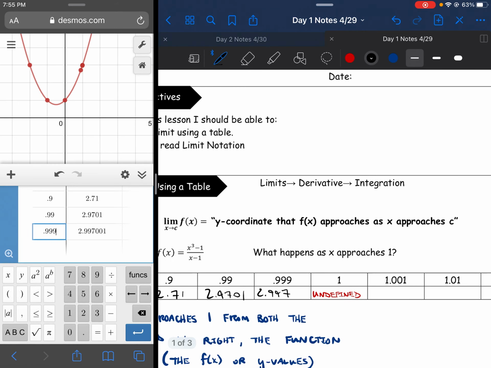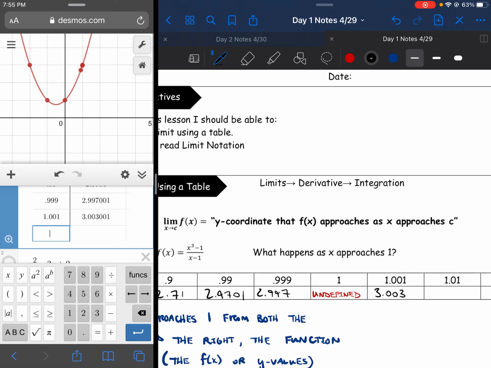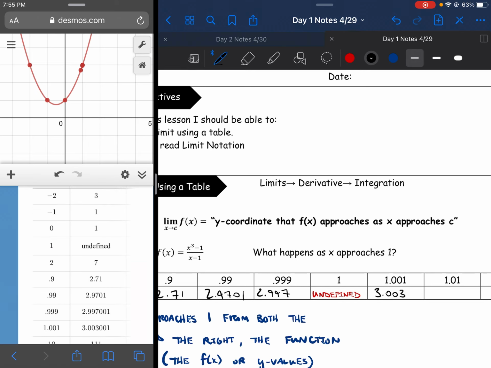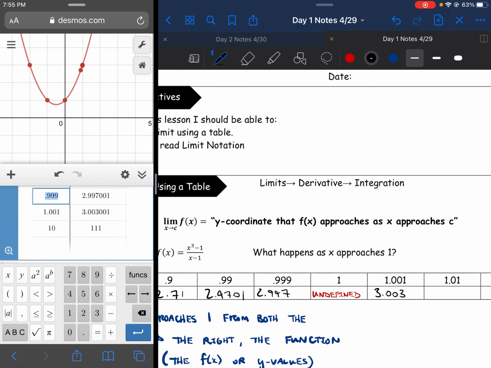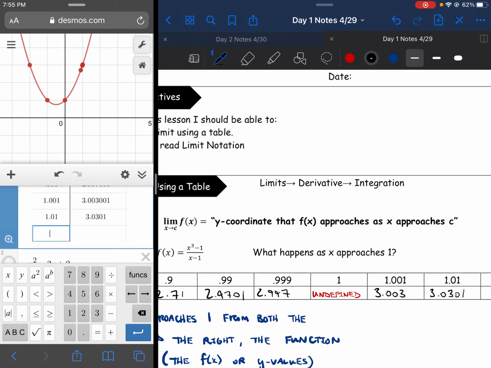Now let's look slightly to the right of 1. Let's look and see what happens when the x value is 1.001. Really close to 1 on the right side. Well, now it's 3.003001. Let's just put 3.003. Okay, what about when x is 1.01? Well, we get 3.0301. And then lastly, let's look at 1.1, we get 3.31.